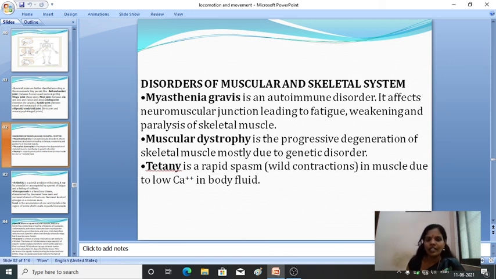Myasthenia gravis, it is an autoimmune disorder. It affects the neuromuscular junction leading to fatigue. Fatigue and tiredness, weakening and paralyzing of the skeletal muscles. Fine. Next, another one, muscular dystrophy.